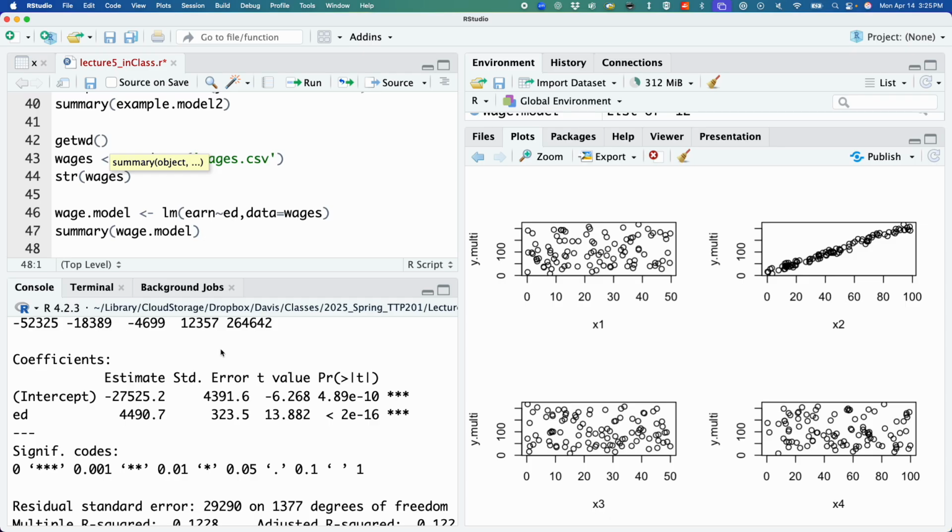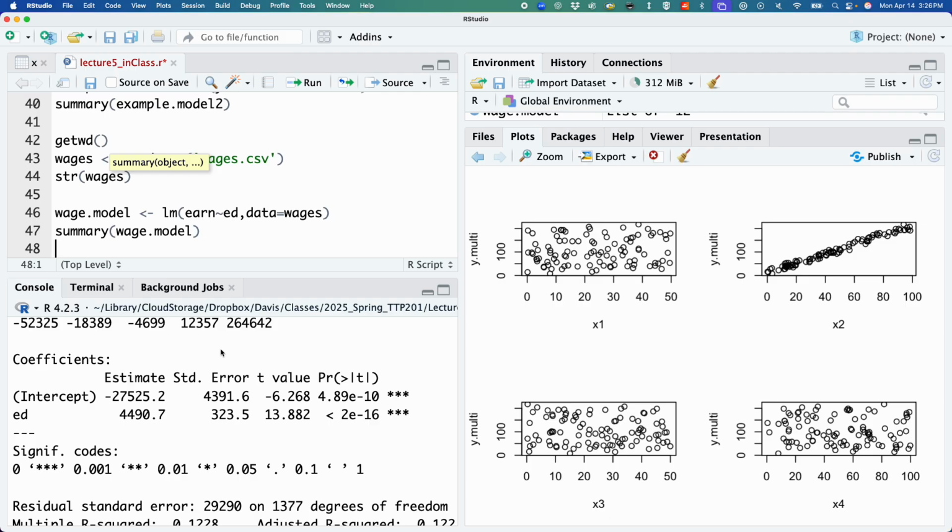More specifically, what the regression is telling us is that for every additional year of education that I receive, my annual earnings will increase by $4,490. That's the interpretation piece of it.